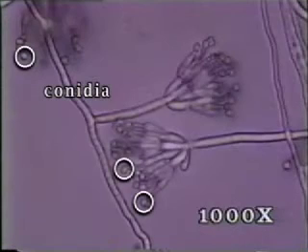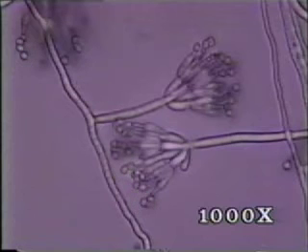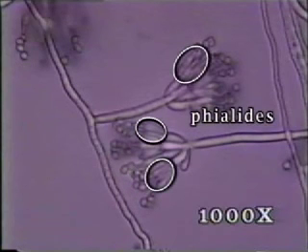At 500x magnification, we can just start to pick out the individual spores or conidia, which are the round cells. Each one can give rise to a new organism. The elongated cells or phialides produce the conidia.